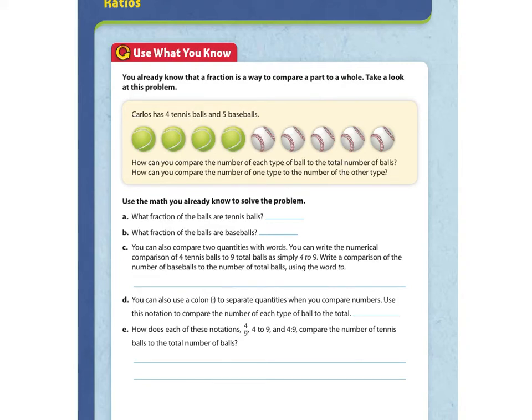Okay, we are going to start with review of ratios. These book pages might look a little bit different. They're actually from the math books from last year. We just really like the review they had and also some more of the problems and also how they model the problems. So we're going to use these pages.